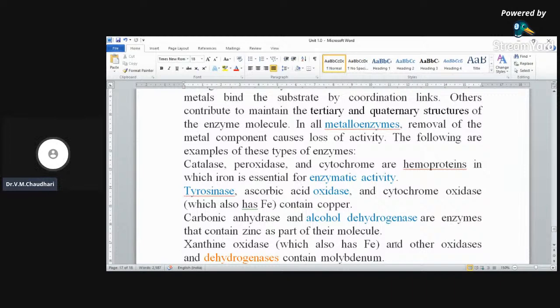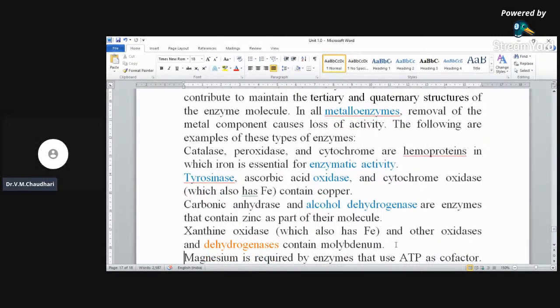So we have seen the importance of iron: Fe2+ is converted to Fe3+, and Fe3+ is converted to Fe2+. Then Cu2+ is converted to Cu3+, and Cu3+ is converted to Cu+. So in the enzymatic activity of cytochromes, these metal ions are required. Besides that, tyrosinase, ascorbic acid oxidase and cytochrome oxidase, as well as carbonic anhydrase and alcohol dehydrogenase, also require metal ions.